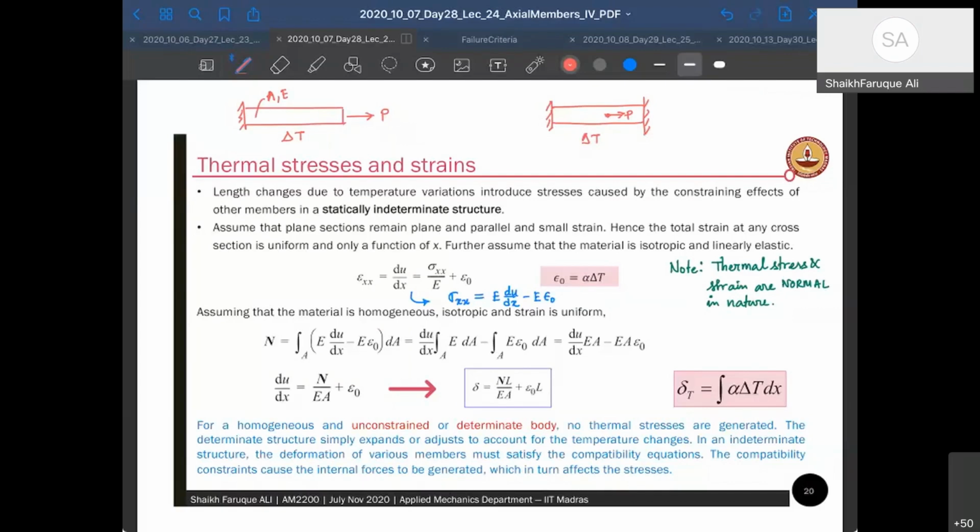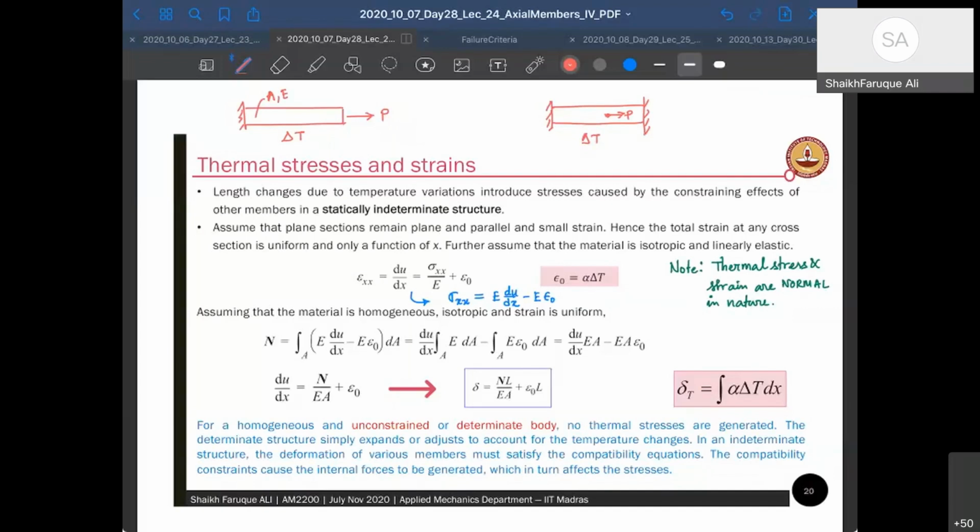So when you do thermal stresses, there are two things you have to note. One, you have to look into whether the structure is determinate or indeterminate. Next, it will not give rise to any shear stress. It is only going to give rise to normal stresses, and I think this formula or the discussion is already there in the stress-strain relationship.